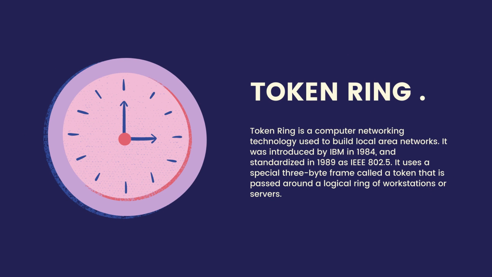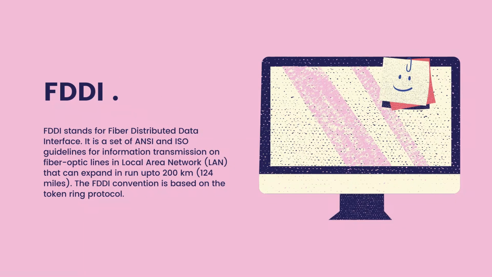Next is Token Ring. Token Ring is a computer networking technology used to build local area networks. It was introduced by IBM in 1984 and standardized in 1989 as IEEE 802.5. It uses a special 3-byte frame called a token that is passed around a logical ring of workstations or servers.